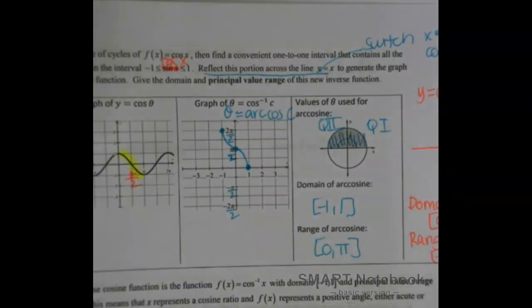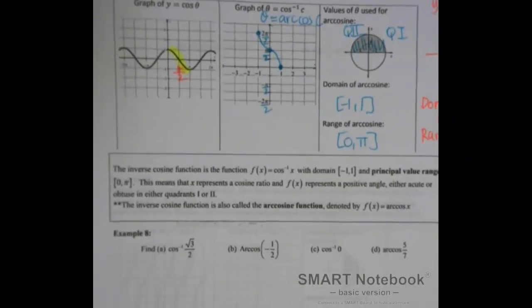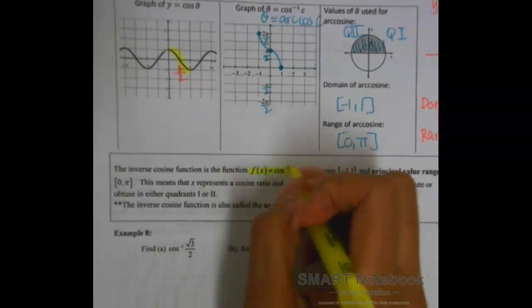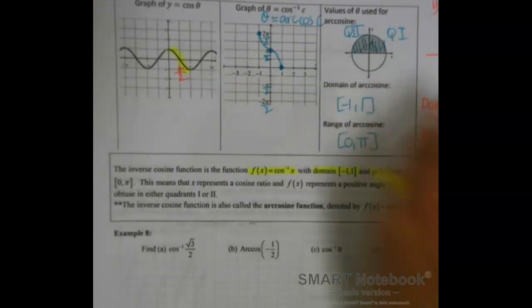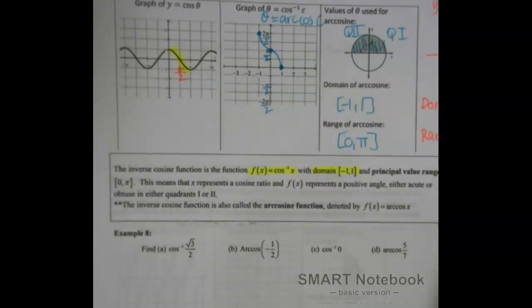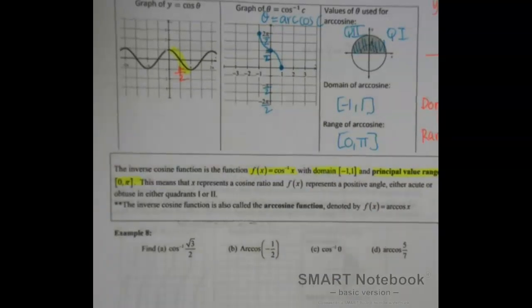So we're going to take this information and a highlighter, and we're going to move over to the next section. All right, in this next section down here, it asks you for the inverse cosine. So the inverse cosine is a function that's represented by f of x equals cosine inverse of x. The domain of this is from -1 to +1. And the principal value range is from 0 to pi.